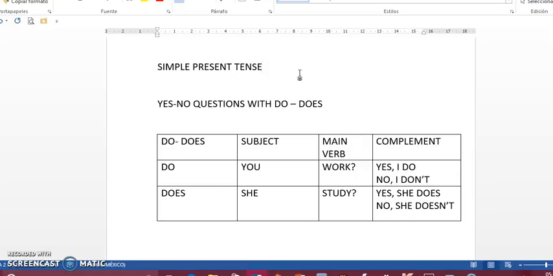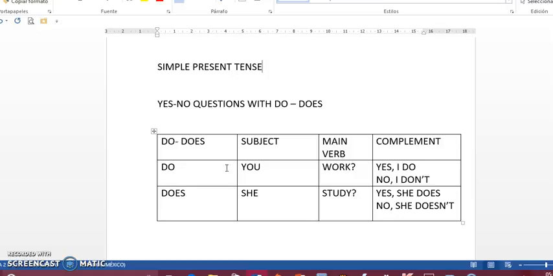Okay? Well, to ask a yes-no question, we are going to use the auxiliary verb do for you, we, and they, and does for he, she, it. Remember, do for plural and does for singular. Then the subject, the main verb, and the complement. Okay, for example, do you work? Yes, I do. No, I don't. Does she study? Yes, she does. No, she doesn't.